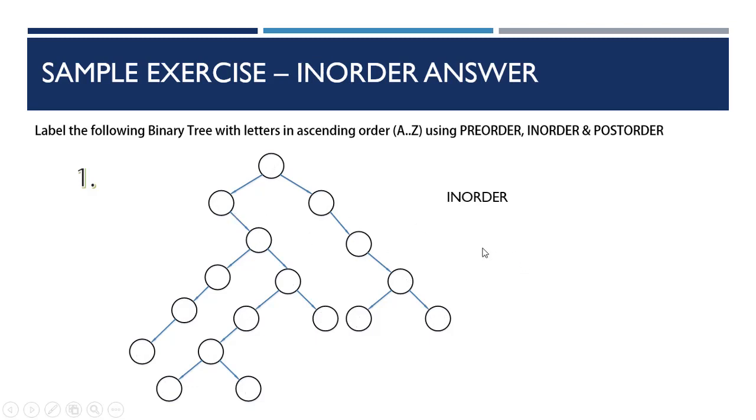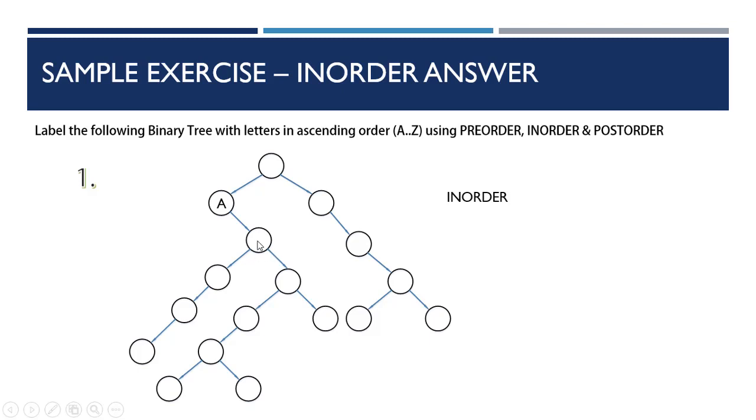What about the inorder? On the inorder side, in our guide, we have to traverse from the left, visit the root, then traverse from the right. So traverse from the left. If there is no subtree from the left of this root, we have to visit the root. So visit the root, letter A, then traverse from the right.